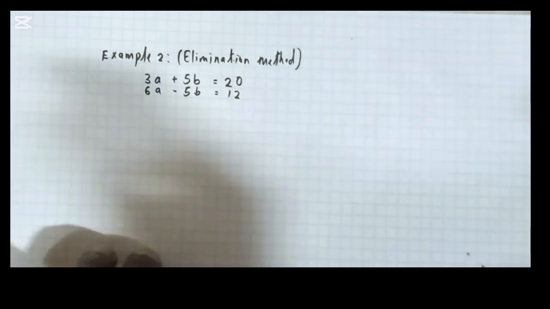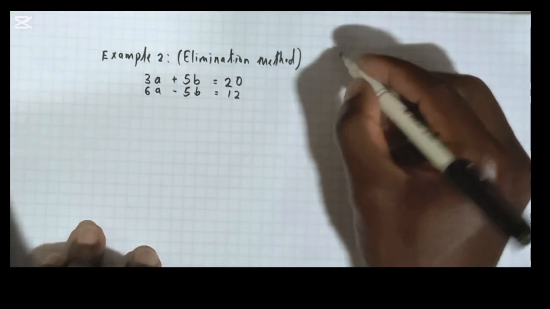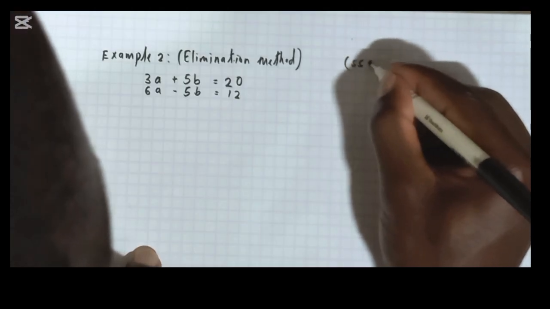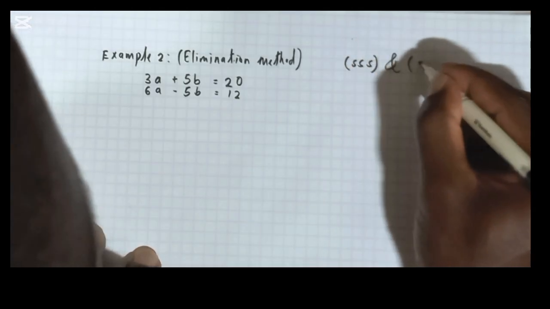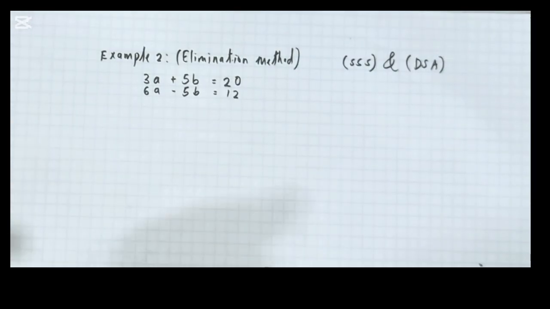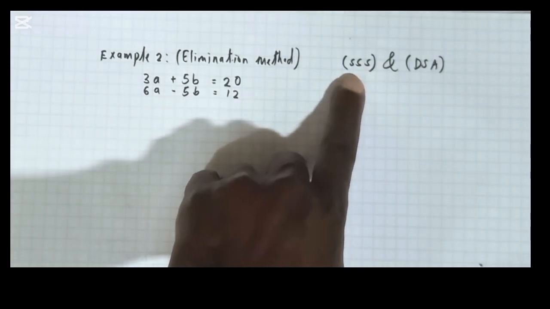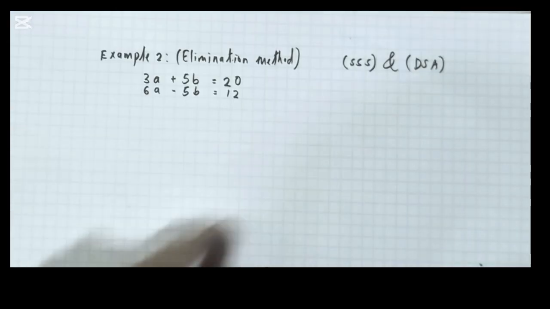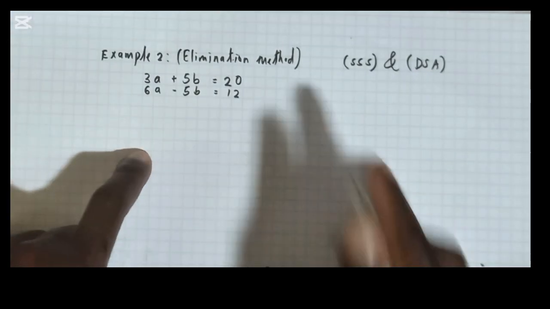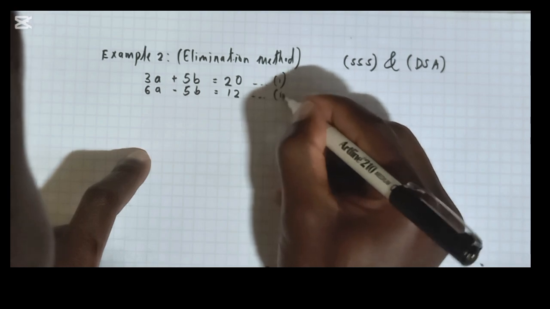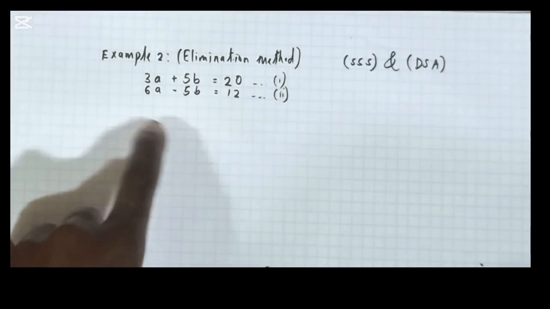When you're using the elimination method, remember the golden rules: same sign subtract, and different signs add. When the variable you're trying to eliminate has the same sign, you subtract, and if they are of different signs, you add. So in this example, with equation 1 and equation 2, we are supposed to solve for the value of a and b.